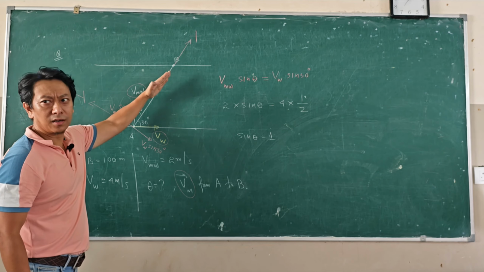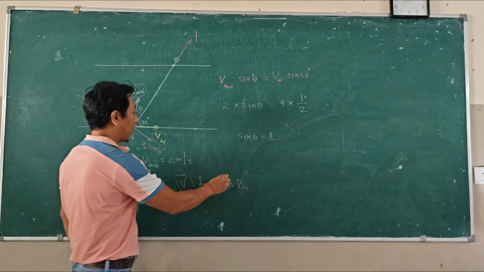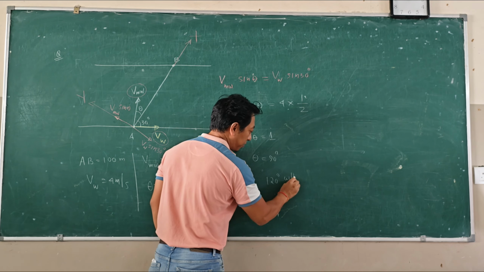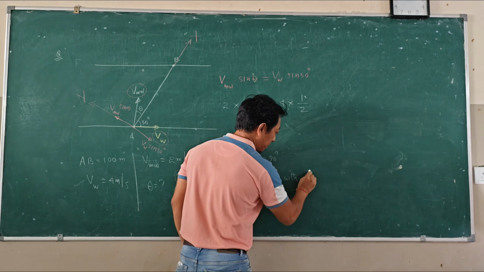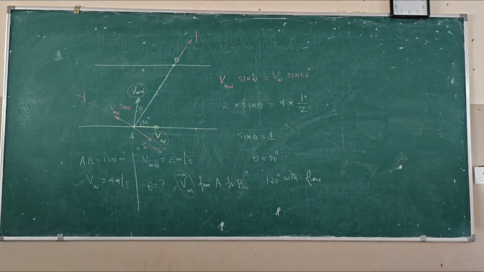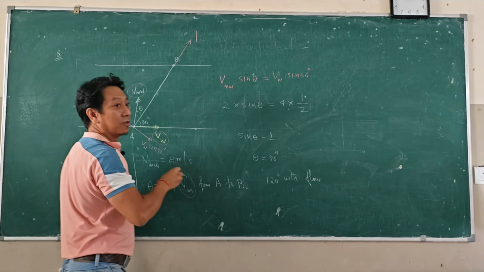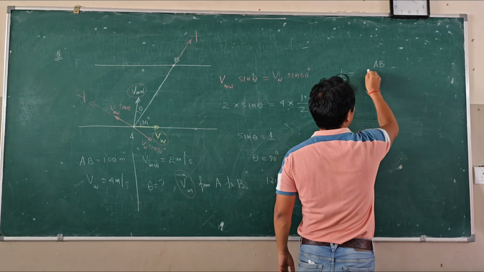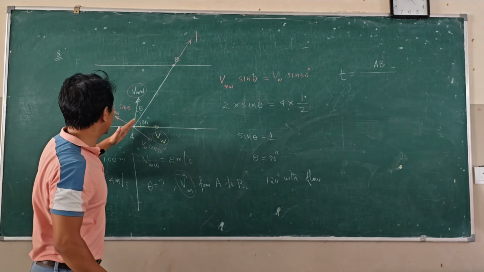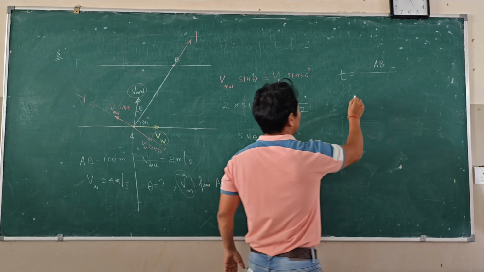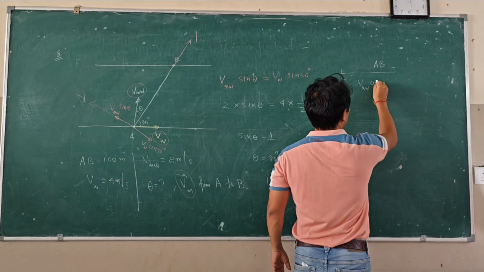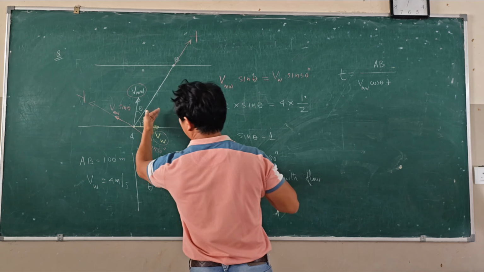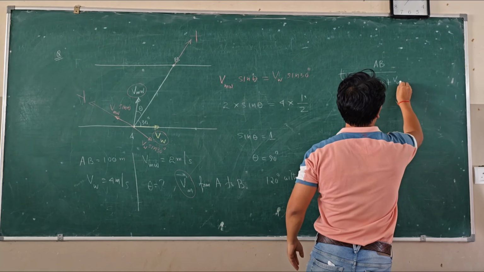Theta is measured from this line. So theta 90 means with river flow how much? 120 with river flow. Acha, they can ask you time taken to reach across. What will you do? Time taken to cross. AB distance they have given. Now you find speed in this direction. What is speed in this direction? VMW cos theta plus VW cos 30. Correct or not?